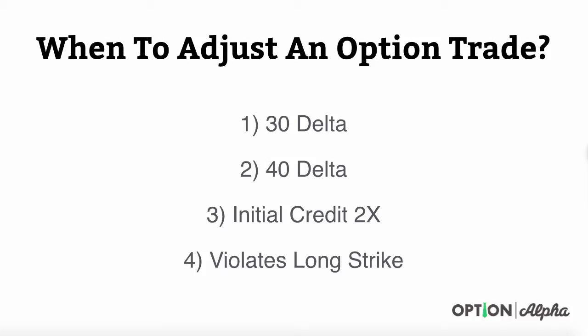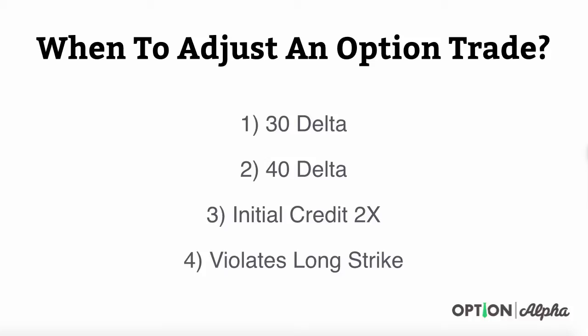The third way that you can do it is if your initial credit on the trade is increased by 2 times. And I often see some people use 5 times or 3 times, but we, again, just use maybe 2 times or 3 times as just a guidepost or road marker to use.